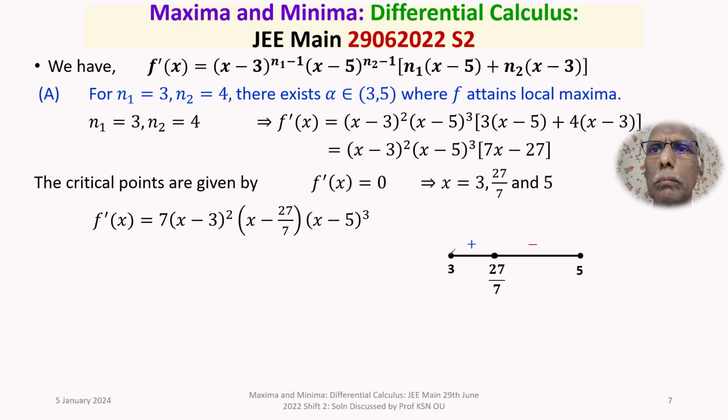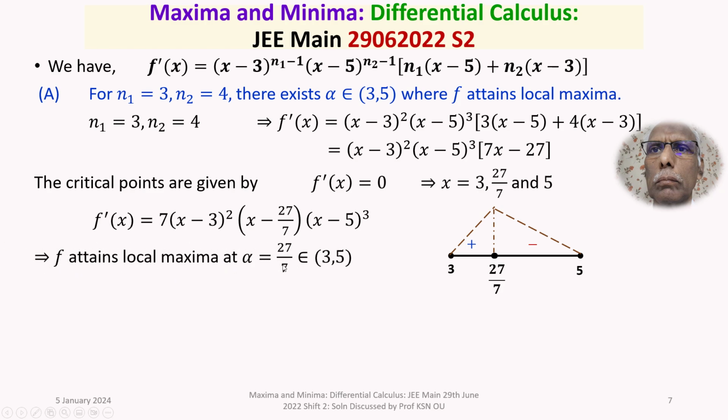So that means at 27/7 the local maxima will be there. It's positive and then negative, so it increases and then decreases. So the maximum is attained at 27/7, which lies between 3 and 5. That alpha is 27/7. So f attains local maxima at alpha equal to 27/7, which belongs to (3, 5).